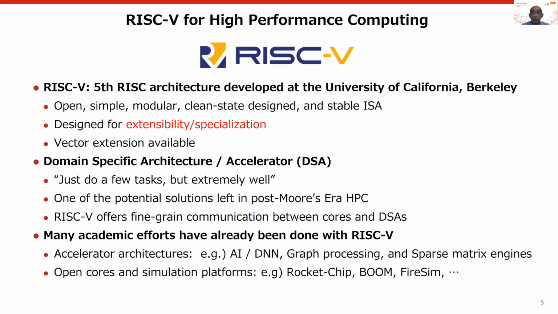One of the ways to improve performance in post-Moore's supercomputers would be applying domain-specific architectures or accelerators by extending ordinary processors. RISC-V is very suitable for domain-specific architectures because it offers fine-grained communication between general-purpose processing cores and accelerators. There have been many efforts of developing domain-specific architectures with RISC-V in academia and industry. We will see interesting and state-of-the-art examples of such architectures from the speakers of this special session.